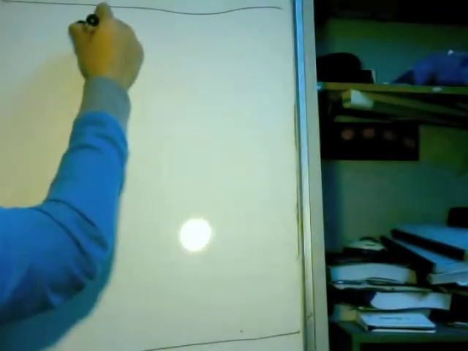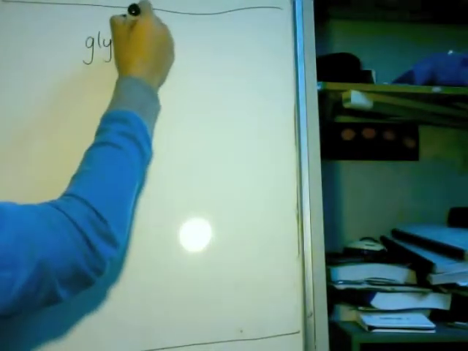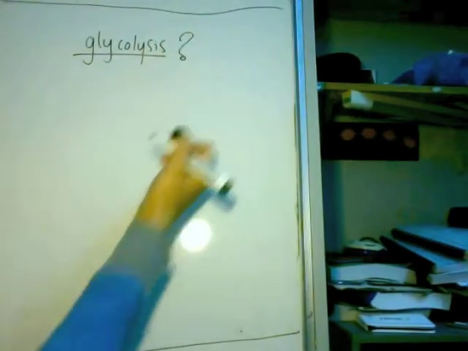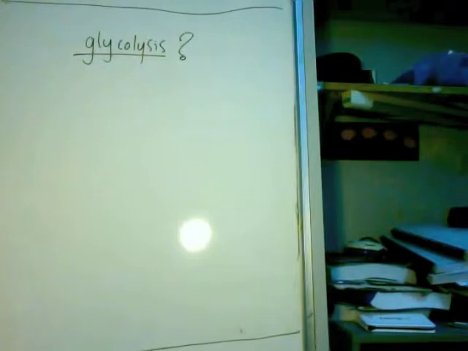We can break cellular respiration into three parts. The first part is glycolysis. Now, what is glycolysis? Glycolysis is the splitting or lysis of glucose.